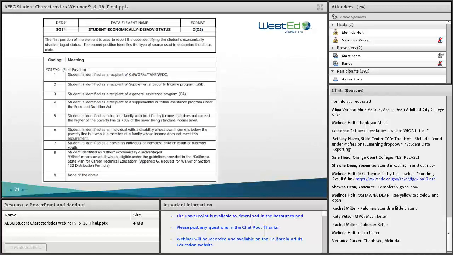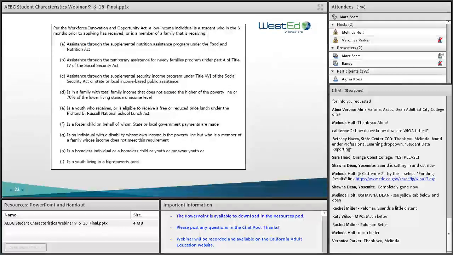talks about special population SG14, student economically disadvantaged status. I can see here that we've tried to match the WIOA categories by creating 8 different possible types of economically disadvantaged status. I'm going to go to the next slide so you can see how those groups are similar to the groups identified in the actual language.